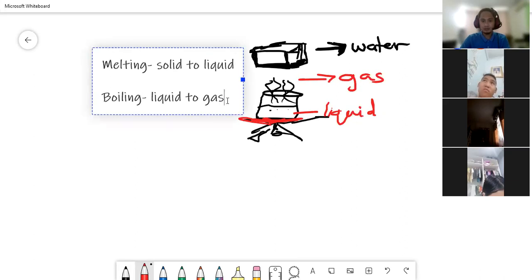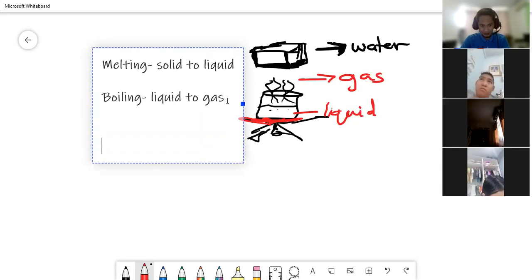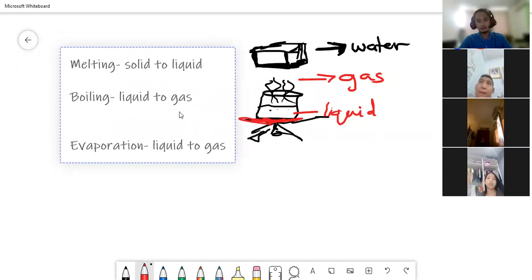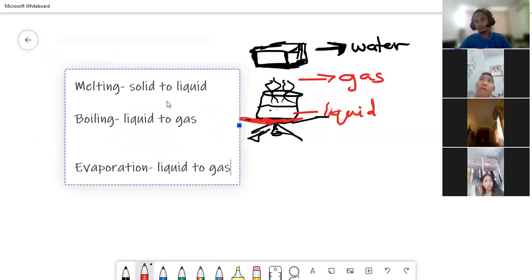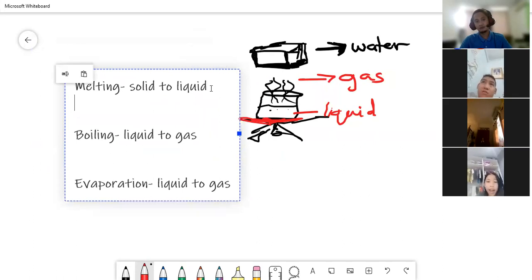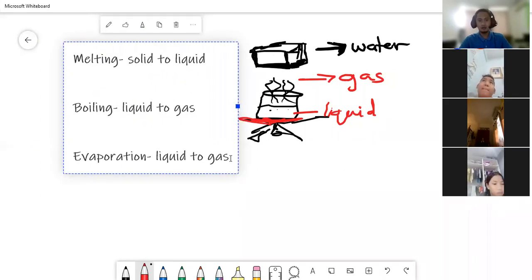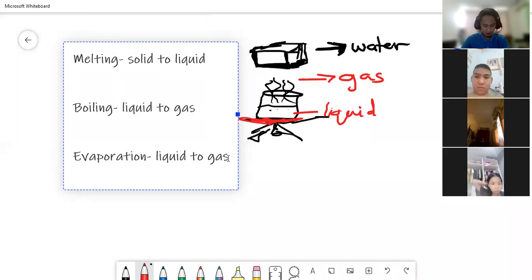Next one is evaporation. As I have said, evaporation is the same as boiling, but it happens all the time. I hope you can still remember that one.